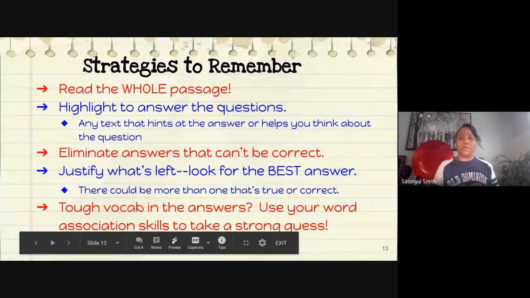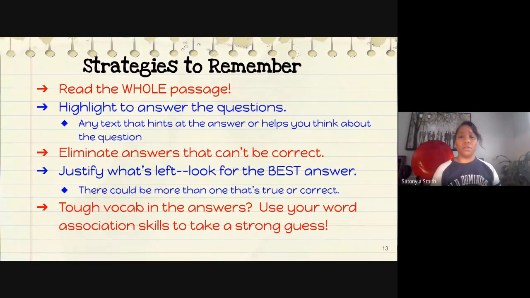So some strategies to remember when inferring or drawing conclusions: you want to read the whole passage. So no skimming, please. When you skim, you miss out on some details. You want to highlight to answer the question. So any text that hints at the answer or helps you think about the question, you want to go ahead and highlight it. You want to eliminate answers that can't be correct. We've all been there. Typically, you have two answers that you can eliminate right away, and then there are usually two left that might be close.